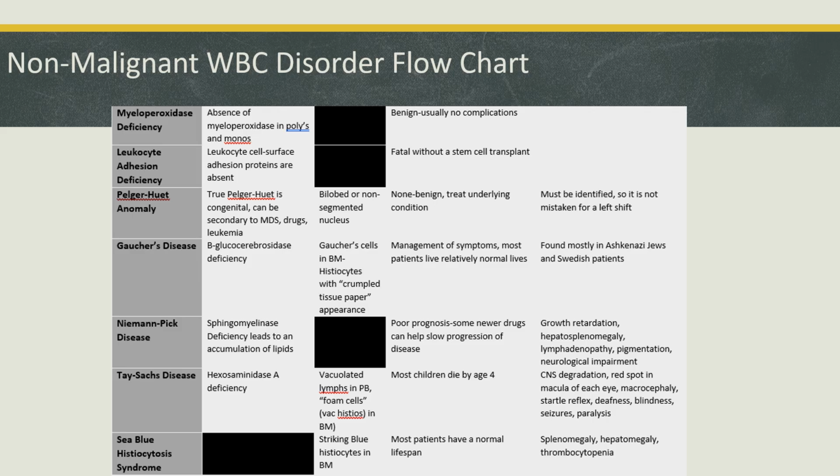And then last but not least, sea blue histiocytosis syndrome. We're going to see those striking blue histiocytes in the bone marrow, and most patients have a pretty normal lifespan. There may be some splenomegaly, hepatomegaly, and thrombocytopenia, but we just treat those symptoms on a case-to-case basis. So anyway, that concludes our non-malignant white blood cell disorder flow chart.